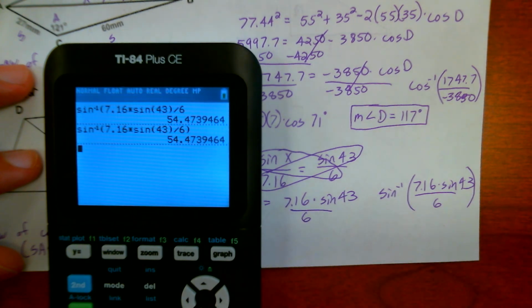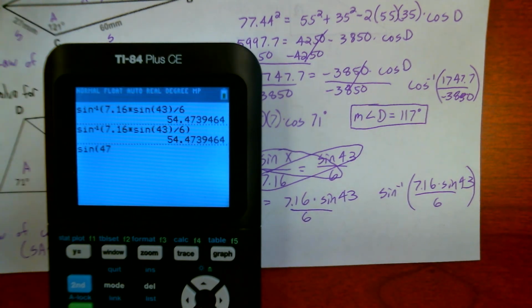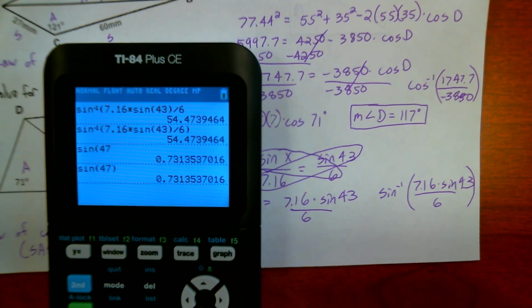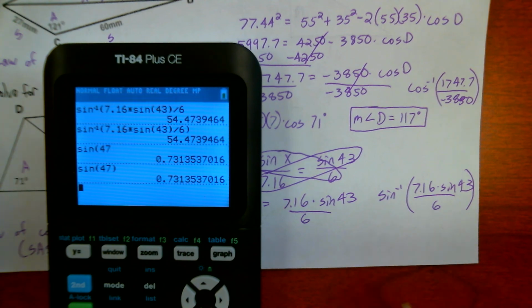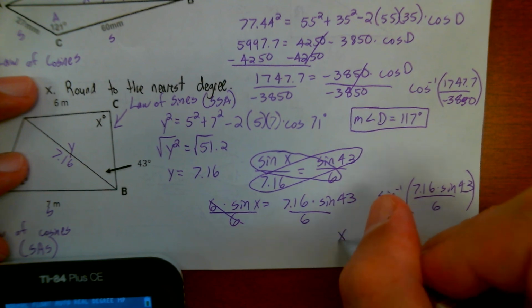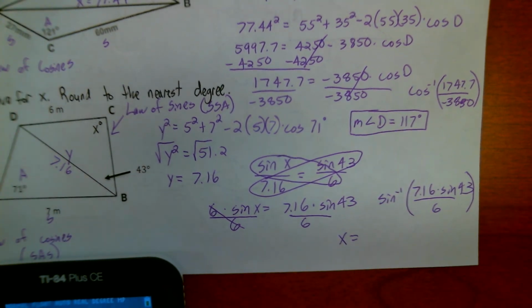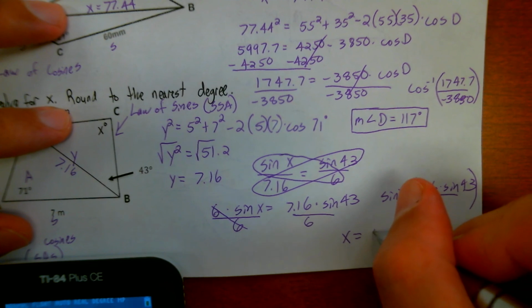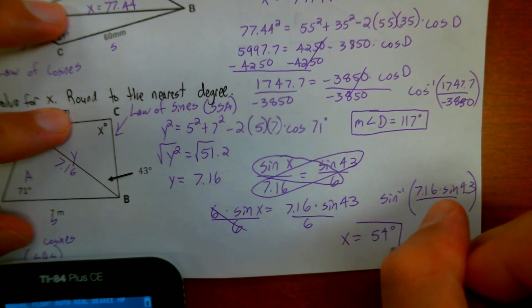With these trigonometry functions, if I do sine of 47, your calculator is fine with you not closing the parentheses. Sine of 47, close it, you get the same thing. But just trust me, guys, when you get further along in math, advanced algebra, and that kind of stuff, if you don't have the correct number of sets of parentheses, you can get wrong answers. So I tend to shy away from that when I use my calculator. But in this case, we do get that x is equal to 54.47, which rounds down to 54 degrees.